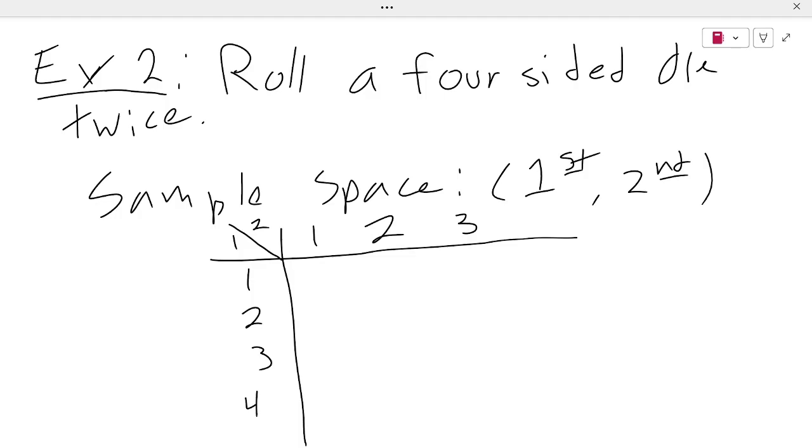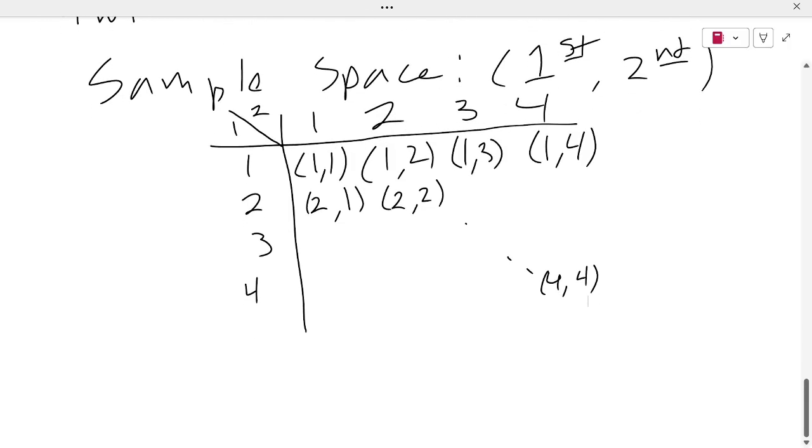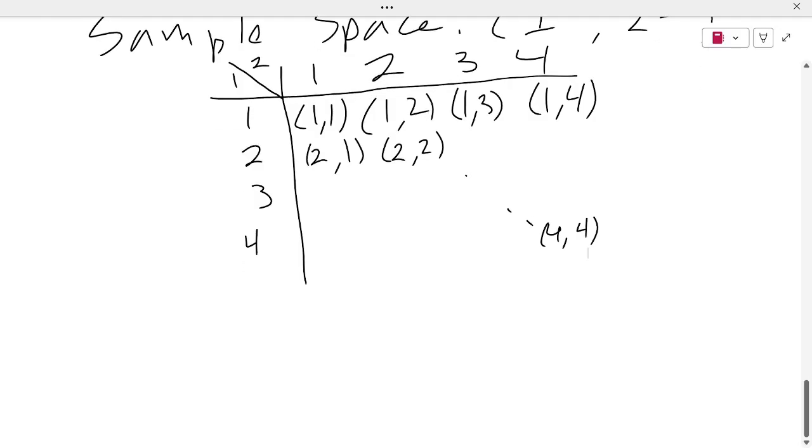So there's 4 options. You can get a 1, 2, 3, or 4. The first option is you get a 1 on both. This choice right here would be getting a 1 on the first roll, 2 on the second, 1 on the first, 3 on the second, 1 on the first, 4 on the second. And then you'd keep going to fill this in. And the last one would be 4, 4. Okay. So those are the total outcomes. There's 16 possible ones. It's a 4x4 grid.